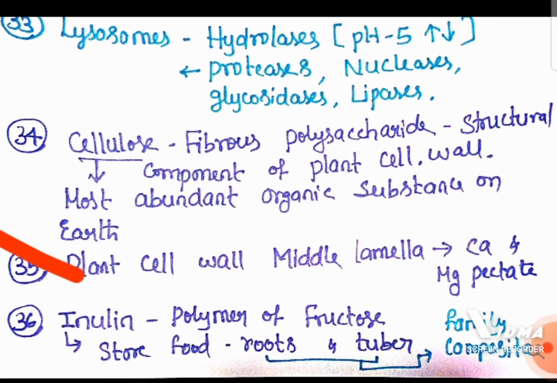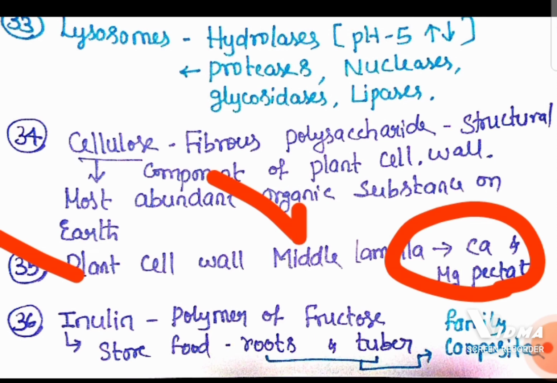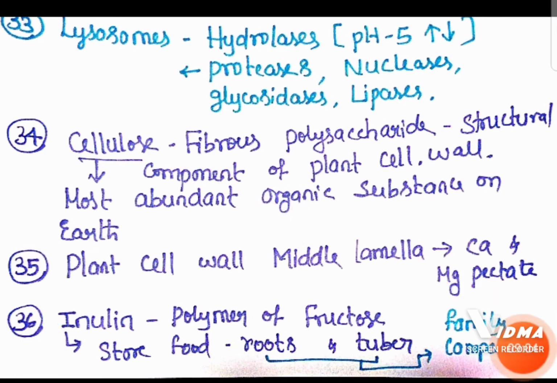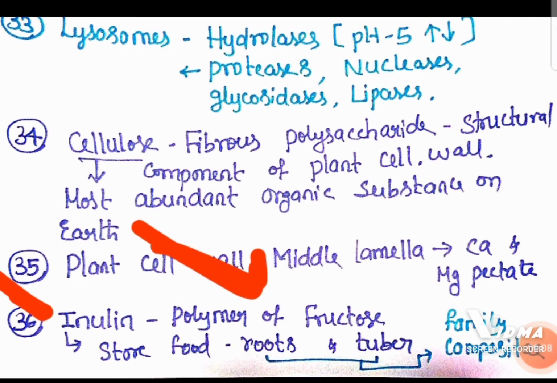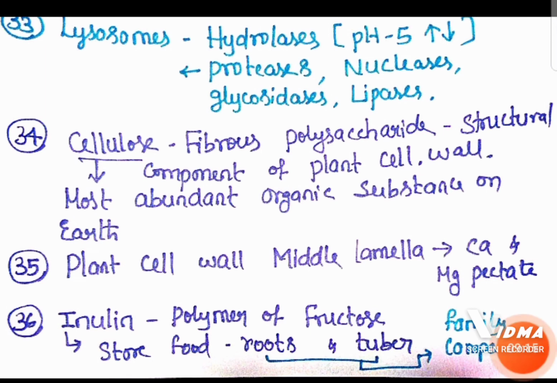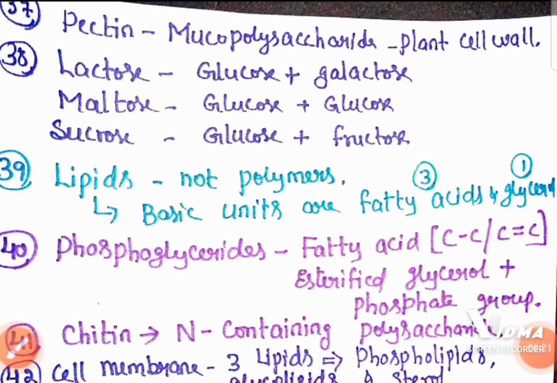In the plant cell, the middle lamella is made up of calcium pectate and magnesium pectate. Remember, inulin is a polymer of fructose, and it is present in roots and tubers of the Compositae family to store food. Inulin stores the food. It is a polymer of fructose. We can find it maximum in the family Compositae. Pectin is a mucopolysaccharide present in the plant cell wall.